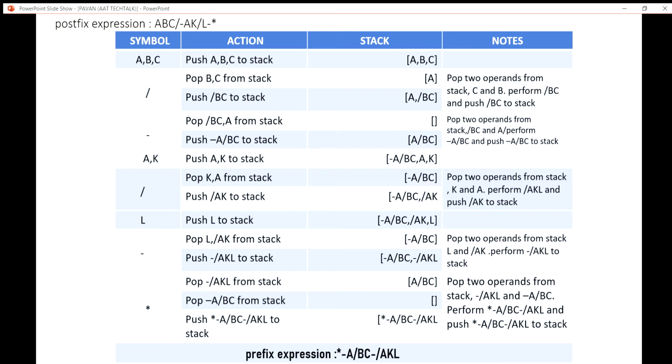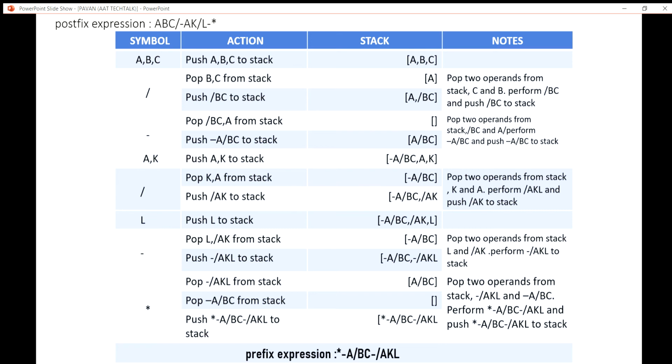And then the division operator comes. When the operator comes, pop two operands from the stack, C and B. So in the stack we have only A at this instant. Perform division on B and C, giving /BC, and push /BC to the stack. In the stack we will have A, /BC.